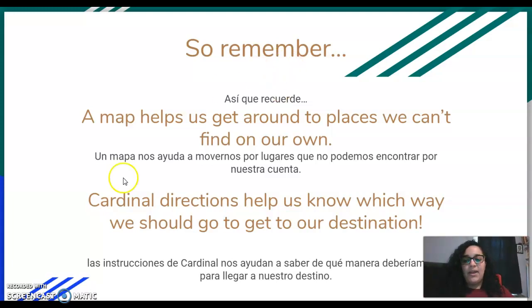So guys, this will conclude our lesson on cardinal directions and maps for now, because throughout the week we will be learning a lot more about maps, and soon we'll be able to make our own map of our house. But we have to learn a little bit more before we get there. Until then, see you guys.